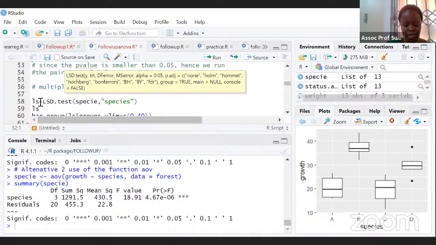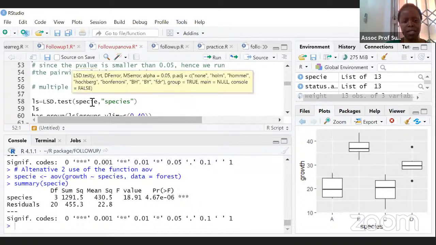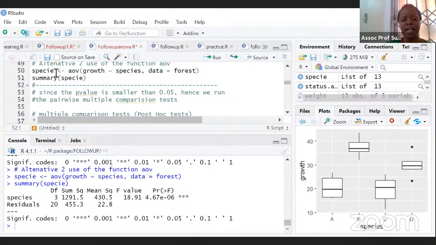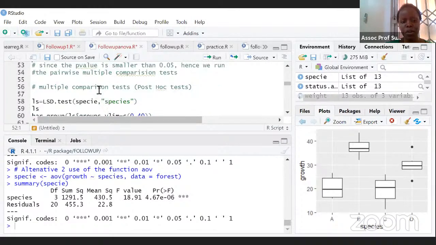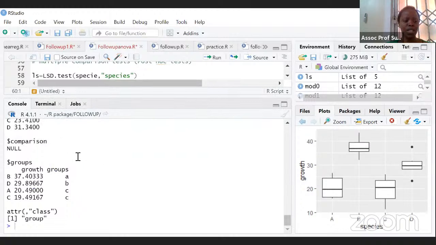So I'm naming the object of this result as LS, and the function is LSD.test. Species is the model which I last ran for analysis of variance. You remember, let me take you back. The model is right here, which I've just run. The name of that model is species, so it is the one I'm calling here. I'm telling R to run an LSD test on the model species, but in particular, look at the species, which is the treatment. So let me run that, and I print out the result. Let me just enlarge it so that we see it. If you look at the bottom left-hand corner, we shall see that we've gotten an output.